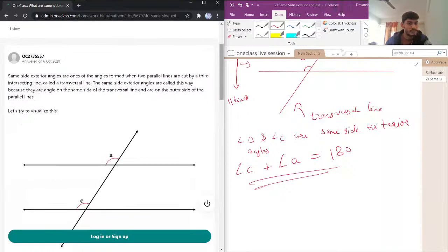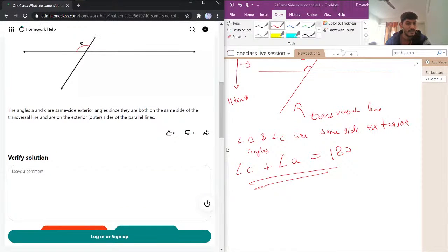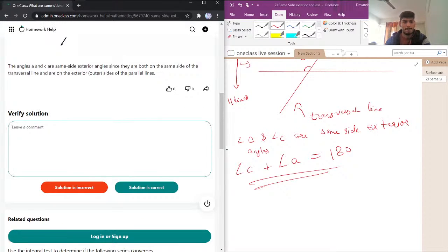This way, because they are cut by the transversal line, angles A and C are same side exterior angles, since they are both on the same side of the transversal line and are on the exterior outer sides of the parallel lines. So this was also a correct solution. Great job.